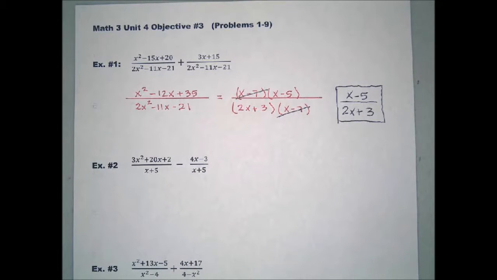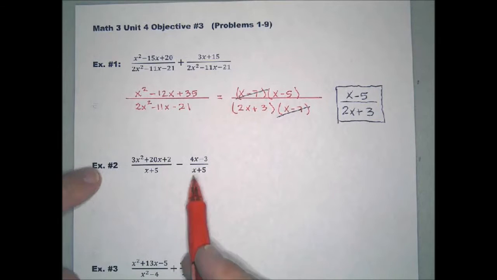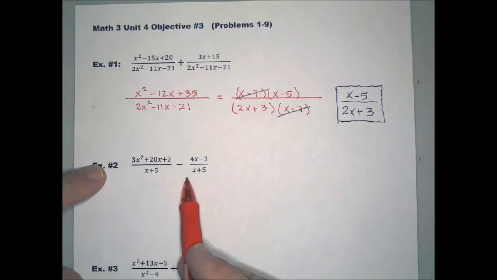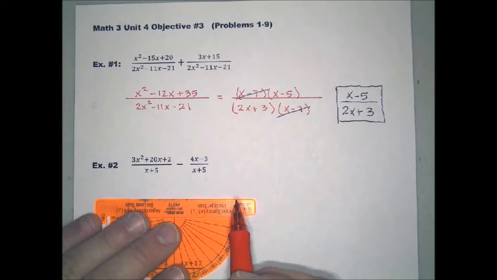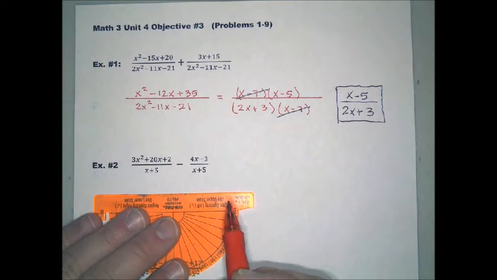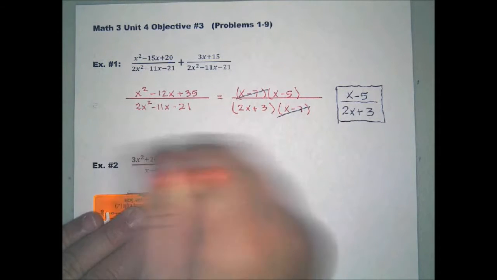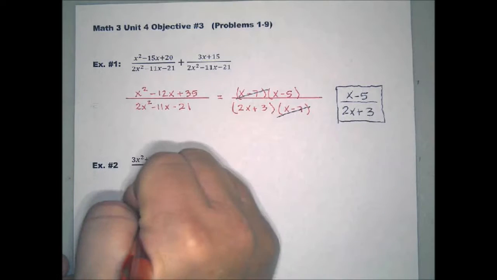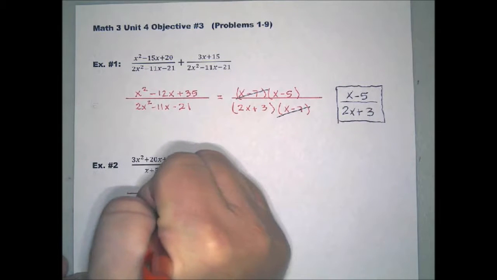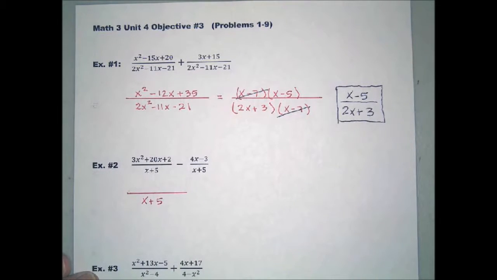Example number 2. The good thing about example number 2 is, yes, they still have common denominators. It is a subtraction problem, which does add one wrinkle to what we're doing. Let's take care of the denominator first. I know my answer is going to have a denominator of x plus 5, because that's the common denominator.